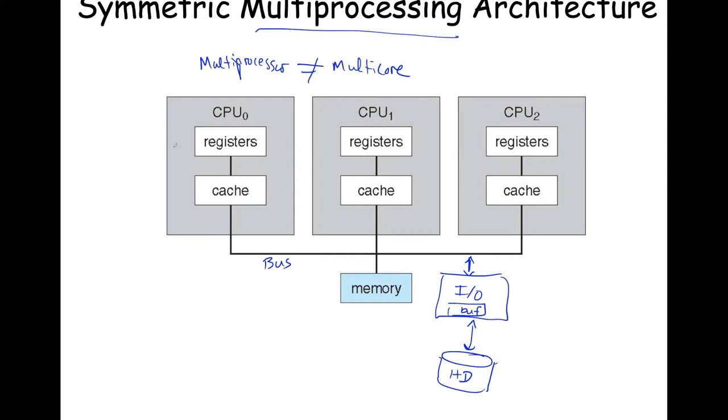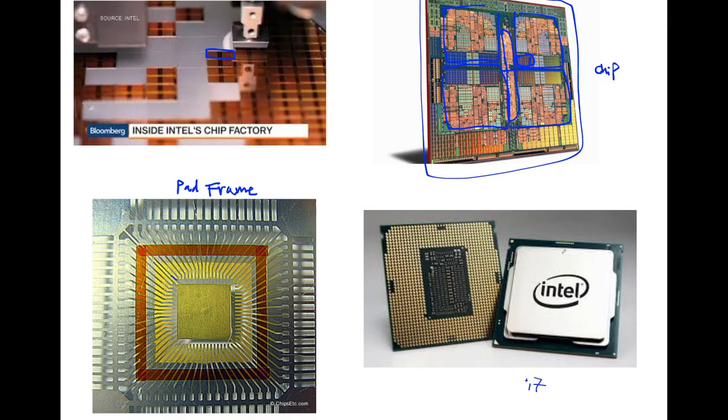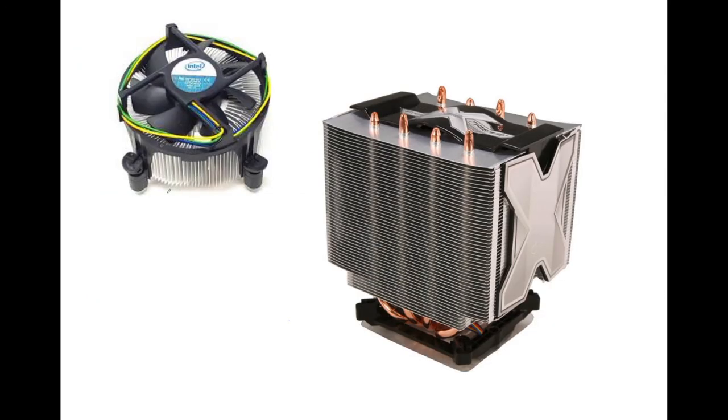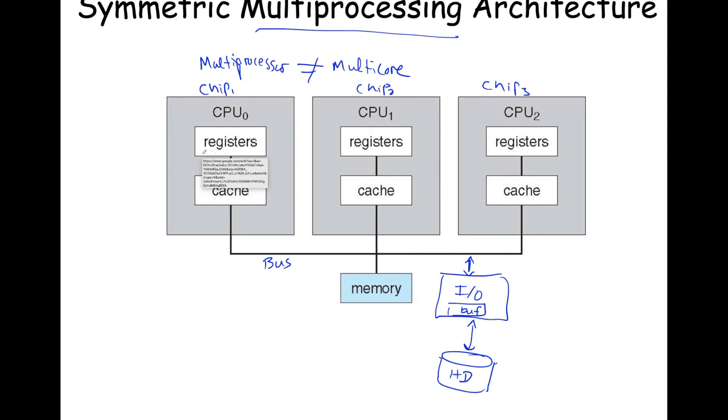And attached to this bus, we have more than one CPU, and in this case, this gray box represents one chip. So here's the first chip with the first CPU in the pad frame, the actual processor. Here's the second chip, and here is the third chip. By chip, I mean one of these Intel i7s. You could have multiple heat sinks, one heat sink for the first chip, another for the second chip, another for the third chip. So we have multiple chips, and each chip has registers, an instruction cache and data cache, and they're connected via the bus to all the other I/O devices and memory.